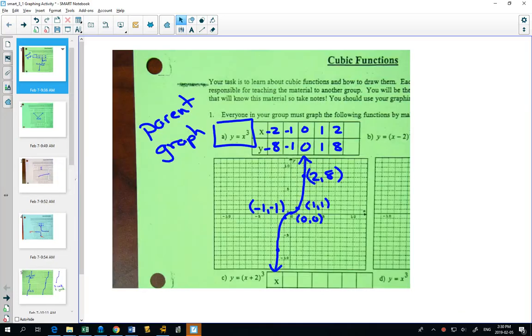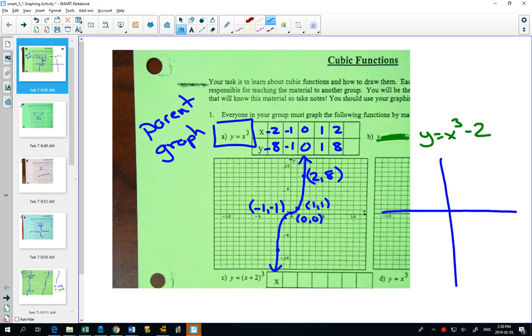Let's go back. One more thing to look at. What was the last one here in D? x cubed plus 2? x cubed minus 2? Okay. So you took your x cubed graph and you moved it down 2, giving you a point here, and a point here. And this was the graph.